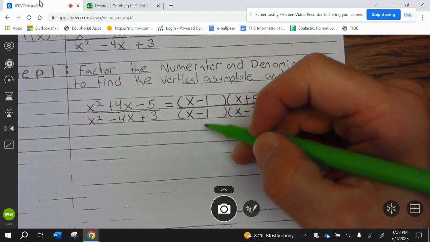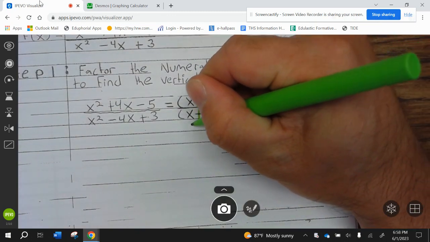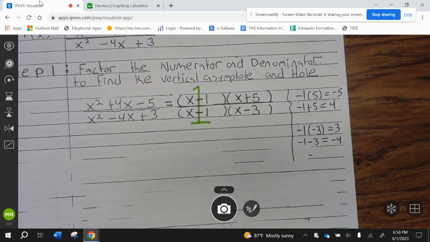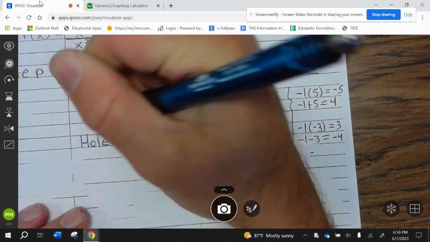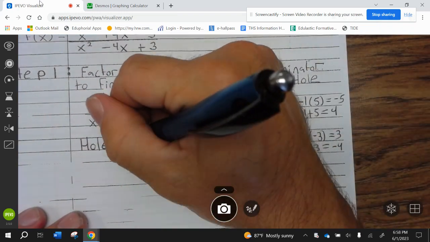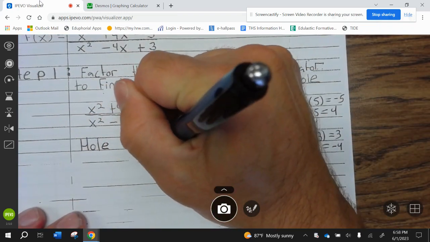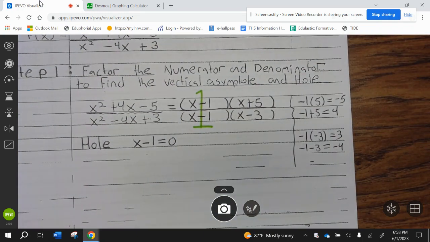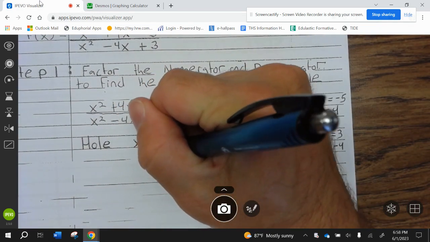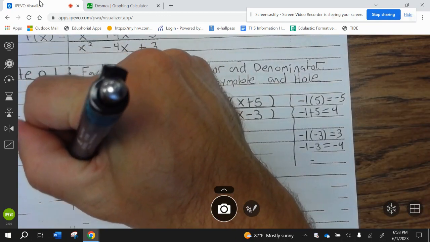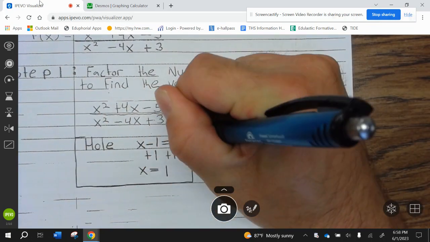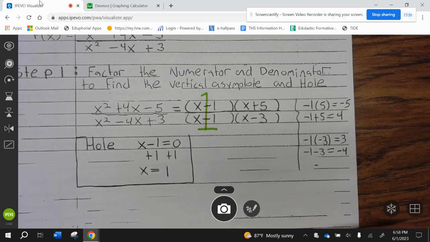Now, x minus 1 divided by x minus 1 divides and becomes 1. Okay? That is where our hole is. We find our hole by setting x minus 1 equal to 0. We add 1 to both sides, so x equals 1. There is where our hole is. Okay, so we have a hole at x equals 1.